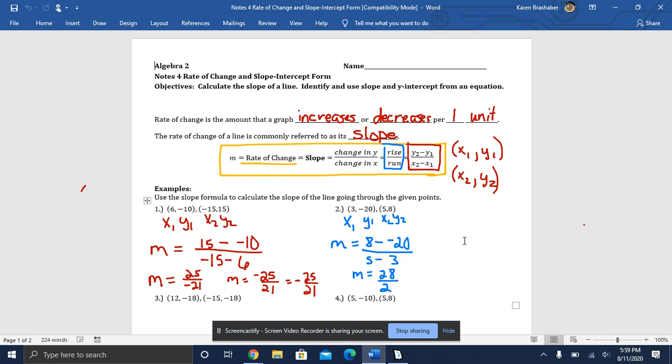Now, this is something that will simplify, and so we're going to go ahead and take 28 and divide by 2 to get a slope of 14. If you were actually using it to graph a line, you might even want it as 14 over 1. But just as writing the slope, you can write it as slope m equals 14.